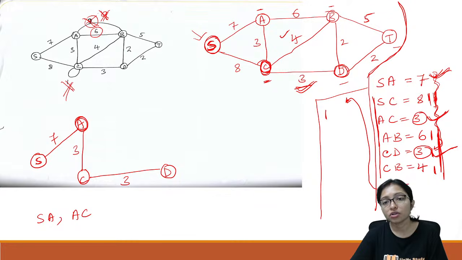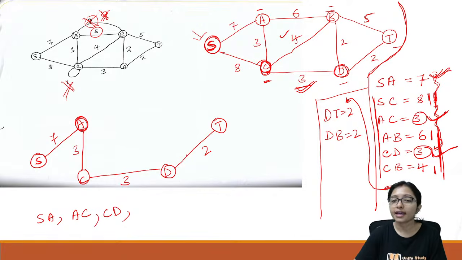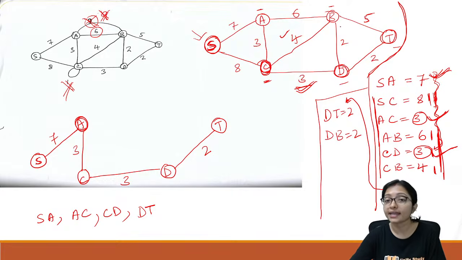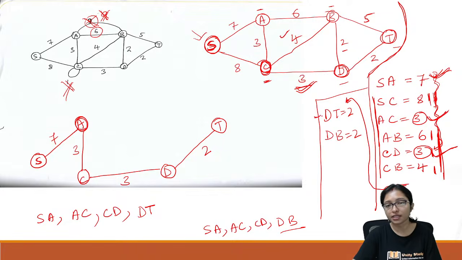Now DT equals 2, DB equals 2. That is also available to me. So either I can take DT now. After AC we take CD, now I can take DT. DT I can take whenever T is visited. Or I can take DB also. Here I can do SA, AC, CD, DB also. That is also possible, either this one or this one.